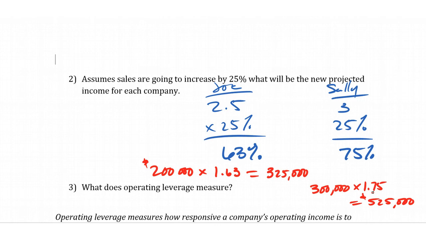So assume sales are going to increase 25%. What will the new projected income be for each company? Well, there's the projected income for Joe. There's the projected income for Sally. So that's how we do it. This is what it means.